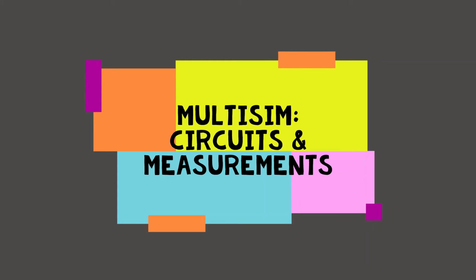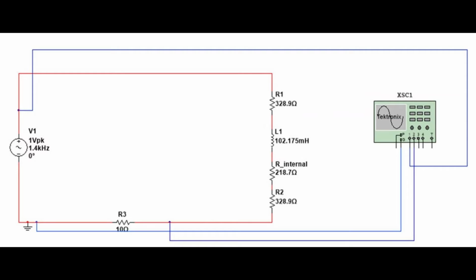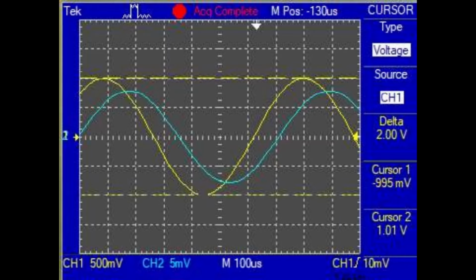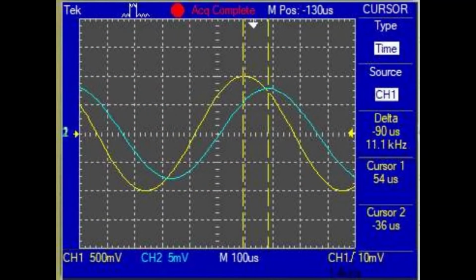Moving on to the Multisim method. Here we have the scope connection for before the power correction, where channel 1 measures voltage from the source and channel 2 measures voltage across R3. I measured the peak to trough differences for each channel for calculating current magnitude and the time difference for current phase.